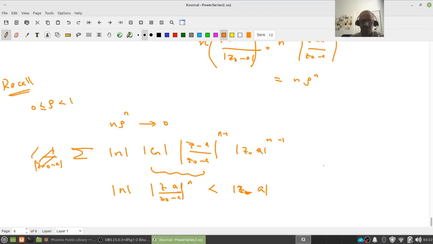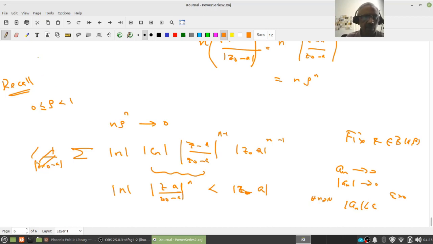Remember we are fixing z in BAR. Therefore these are all fixed numbers: z is fixed, a is fixed, z naught is fixed. So this is a fixed number, so it has to go to 0. Therefore, if an goes to 0, that means mod an goes to 0. If you give me any epsilon positive, then mod an should be less than epsilon for all n greater than or equal to capital N. Do you understand that?